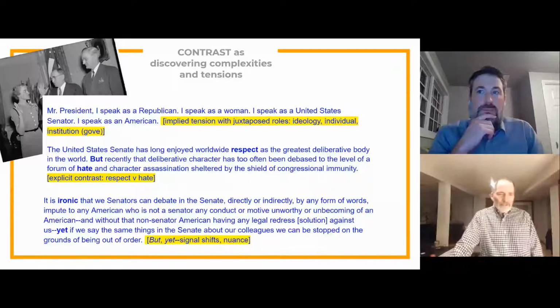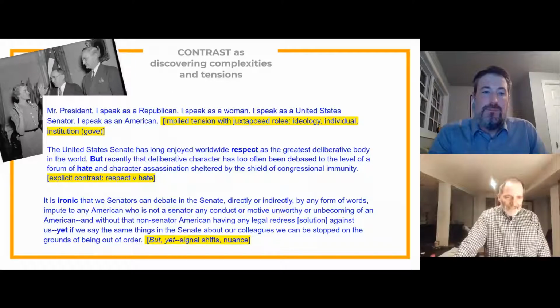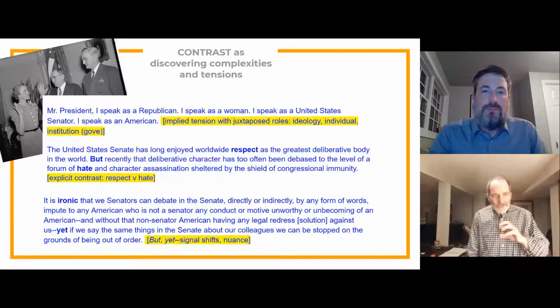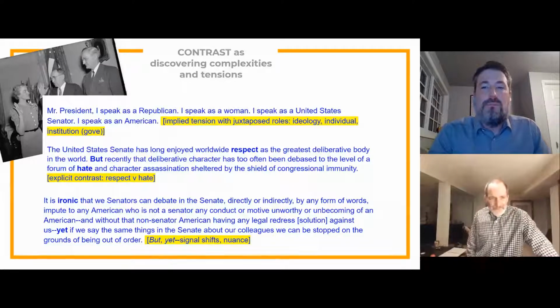Notice right in the third paragraph, it's ironic. So students need to know what a rhetorical choice is. There's a disconnect: we as senators are silencing our colleagues. And if we look three lines from the bottom, "without that non-senator American having any legal redress against us, yet if we say the same things in the Senate about our colleagues, we can be stopped on the grounds of being out of order." That transition: some people can speak without censorship, others cannot. And for us to signal that shift, what we sometimes call nuance as well.